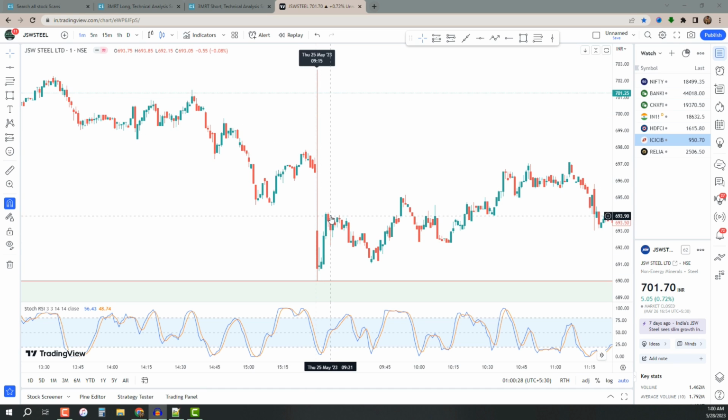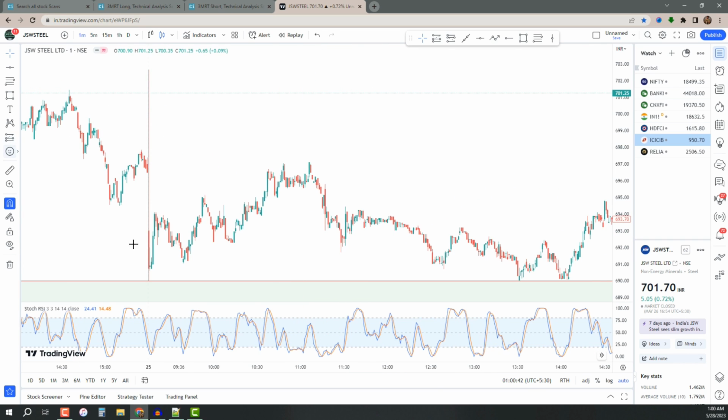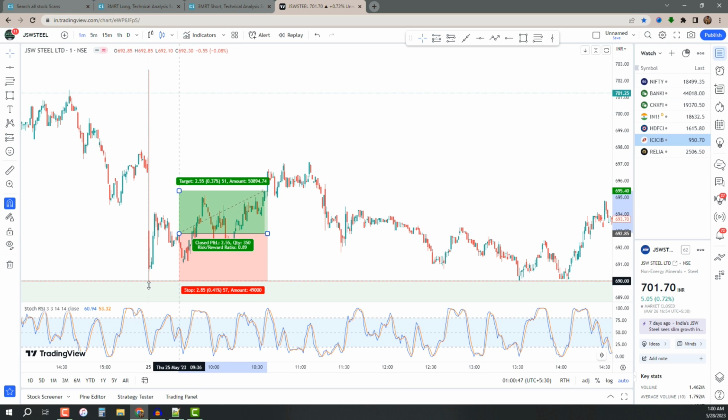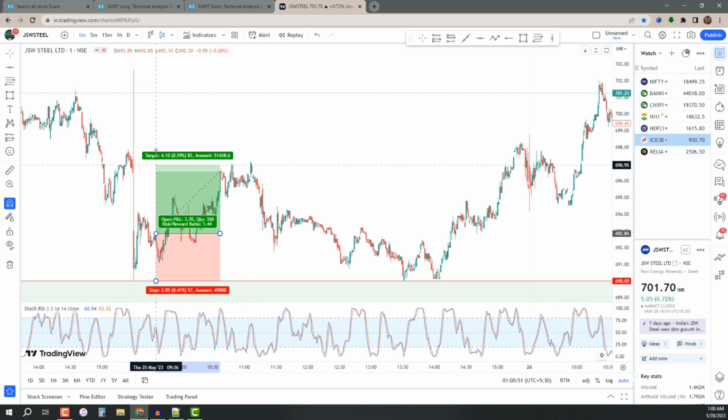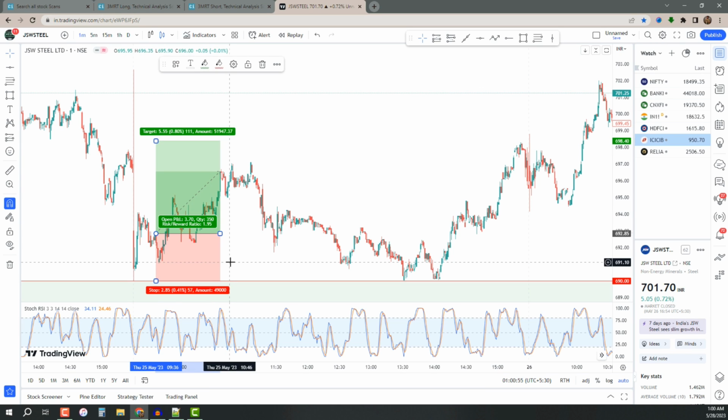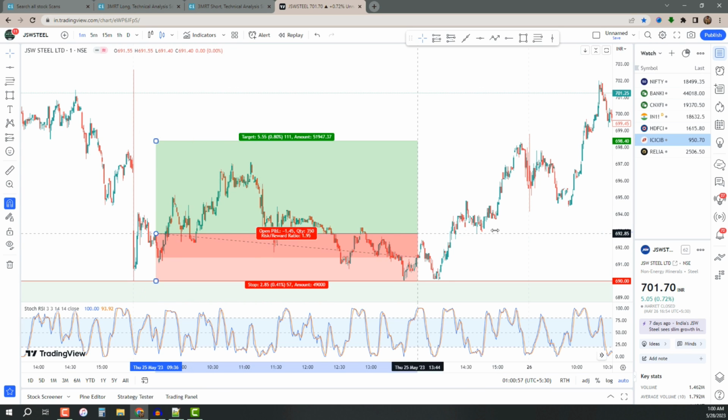You can see market created a series of lower highs and swing is broken at this point. It is our entry level. This will be our stop loss and we will target risk to reward ratio of 1:2 as usual. You can see we have comfortably achieved our target, ensuring the stop loss is still intact.